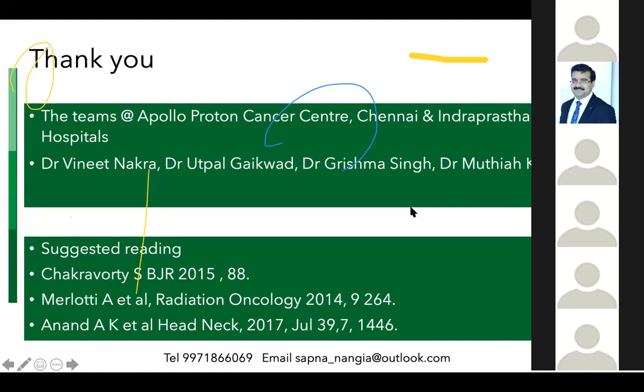Is it necessary to remove the entire flap for a node without extracapsular extension? The flap is at risk. The flap has to be treated. Okay, and ma'am, next question: what particular structure should be spared to reduce trismus, and what should be the dose constraint?